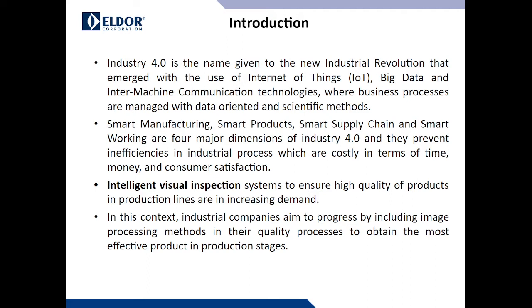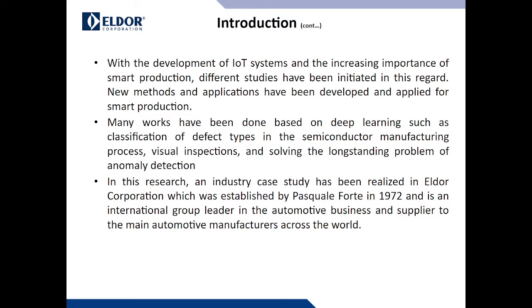Also, I can mention intelligent visual inspection. These systems to ensure high quality of products in production lines are in increasing demand. I can say it is a big demand. In this context, we aim to progress by including image processing methods in their quality process to obtain the most effective product in production states.